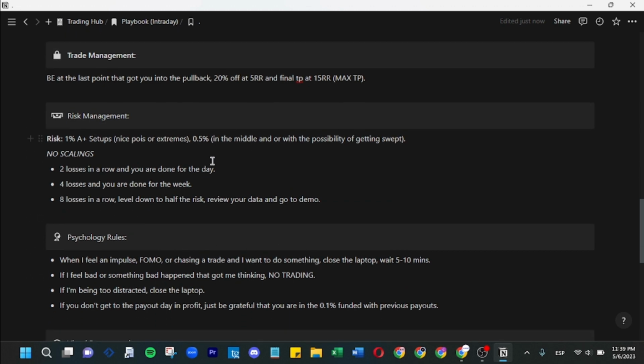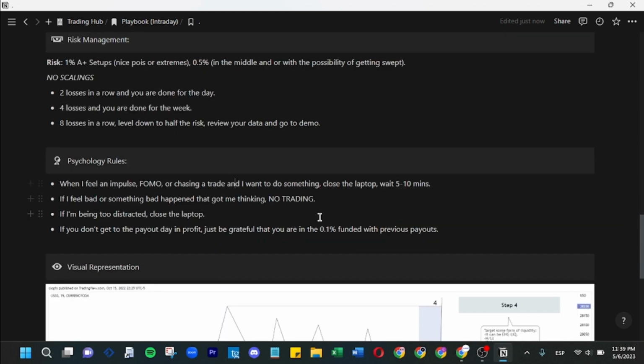So then my psychology rules, right? When I feel impulse, FOMO, or chasing a trade, when I want to do something, I close the laptop and wait 5 to 10 minutes to calm down, and then be able to trade from what it reacted, right? When I'm not really sure about that. When I feel bad or something bad happened to me or got me thinking, I'm not trading. I'm not trading. It's as simple as that. You can be like, no, I'm cool, I can trade.